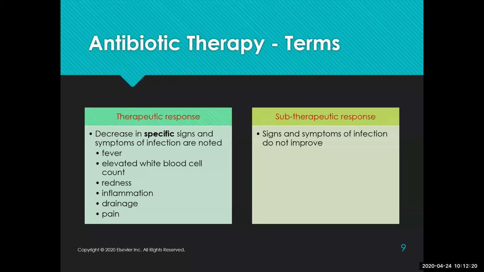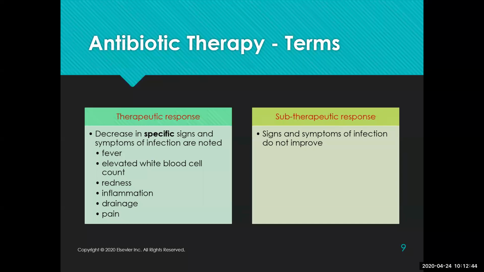That's just not what we do for antibiotic and infection measurement. What we look at instead are the symptoms that tell us that there's an infection. Things like fever, white blood cell count. If we are able to see something like a wound, we want to look at redness and inflammation and drainage, and then pain. And a decrease in these things tells us that we're getting a therapeutic response.